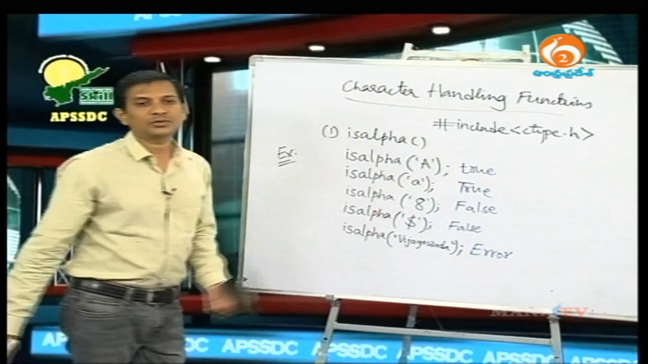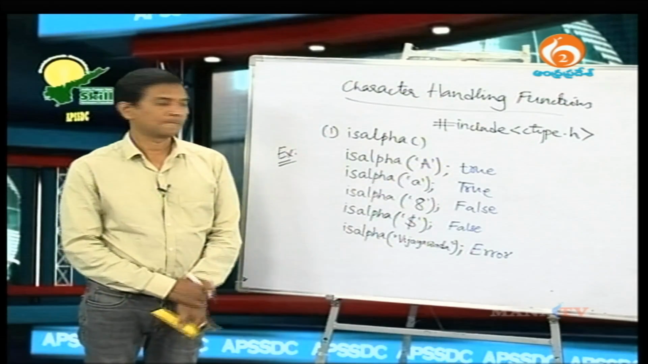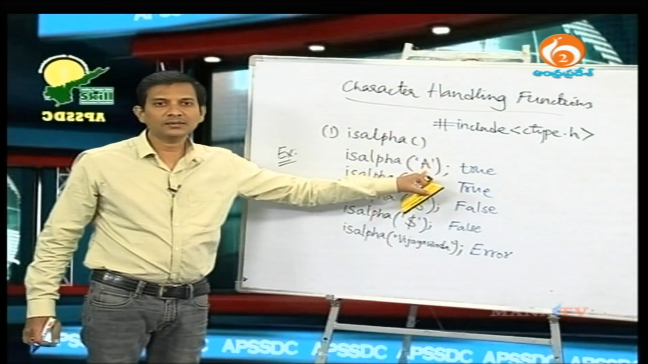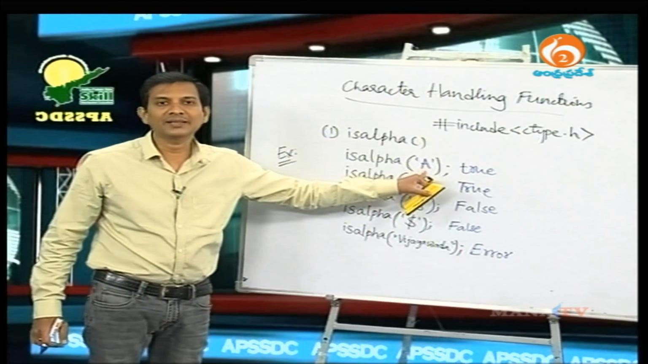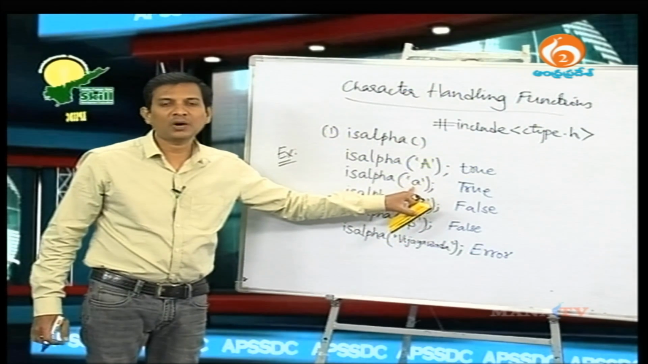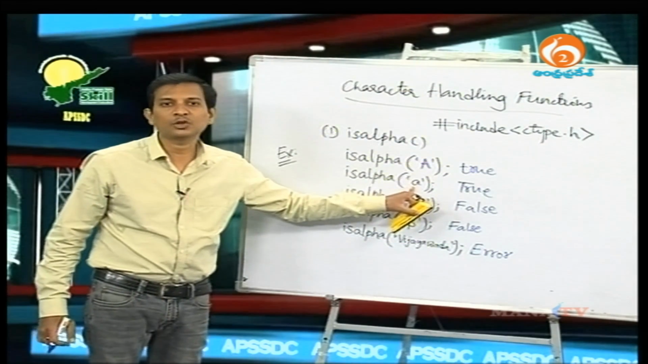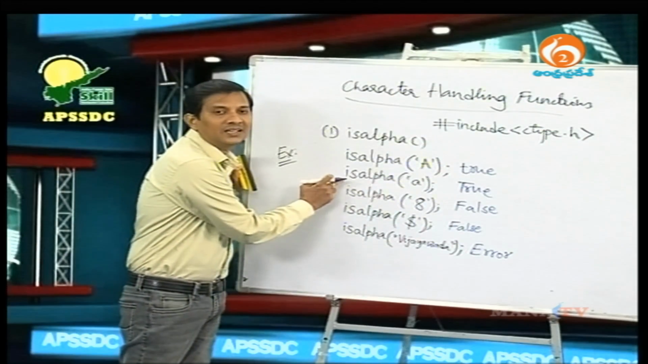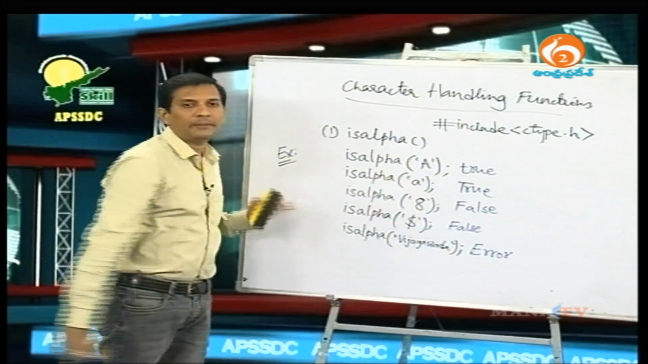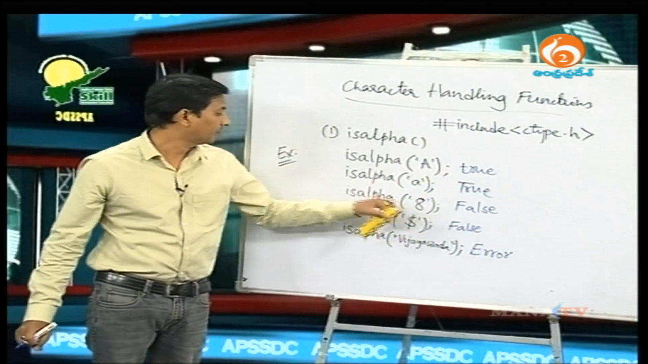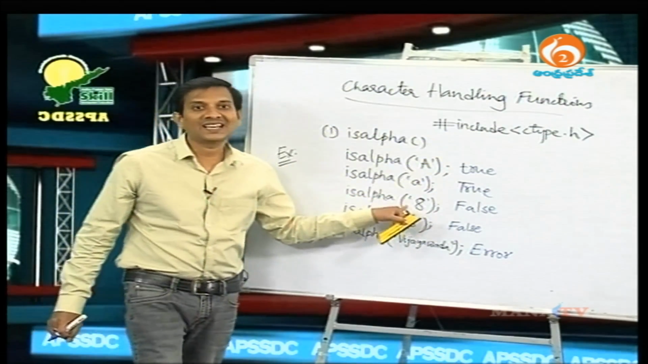Which leads to error. isalpha of 'A' returns true, because A is an alphabet. Next, isalpha of small letter 'a'. Yes, it is also an alphabet. So this function returns true in case it is an alphabet. Next, isalpha of 8.